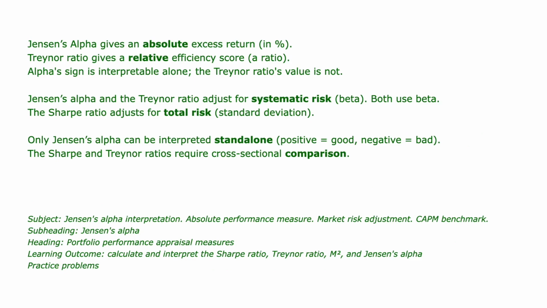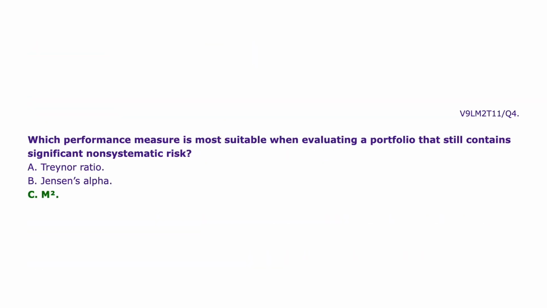Jensen's alpha equals absolute excess return, in percentage, sign interpretable alone. Treynor and Sharpe equal relative efficiency ratios requiring benchmarks. The question specifies both market risk exposure and without comparing.